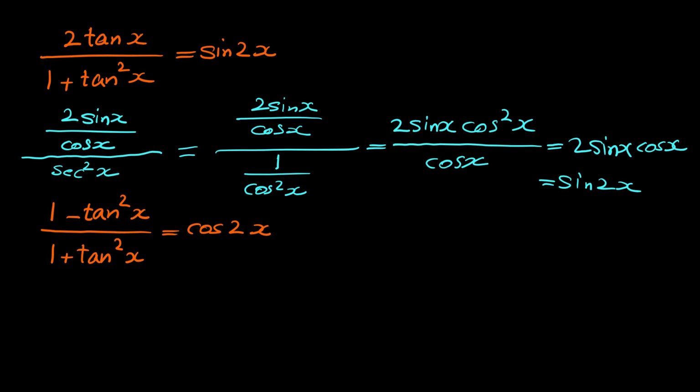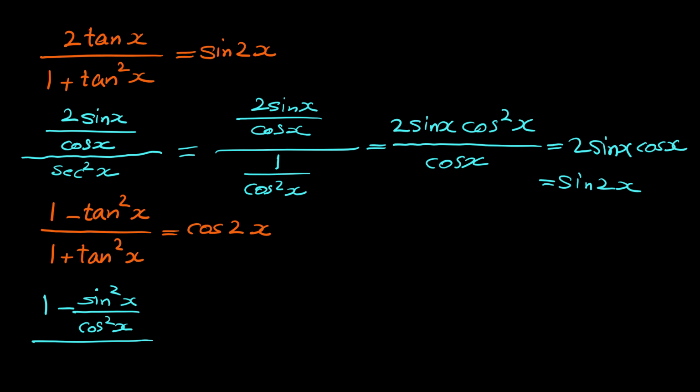Now look at the next example. 1 minus tangent to the 2 over 1 plus tangent to the 2. The process should be very similar. 1 minus tangent to the 2, we don't have any relation for that. So, for tangent to the 2, simply we write 1 minus sine to the 2x over cosine to the 2x. What about the denominator? 1 plus tangent to the 2.